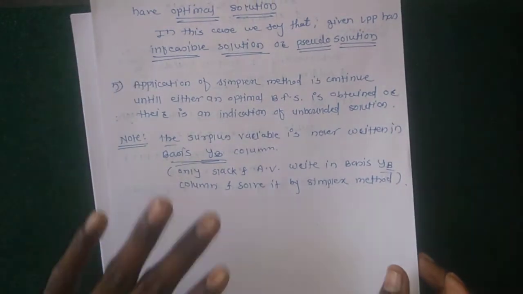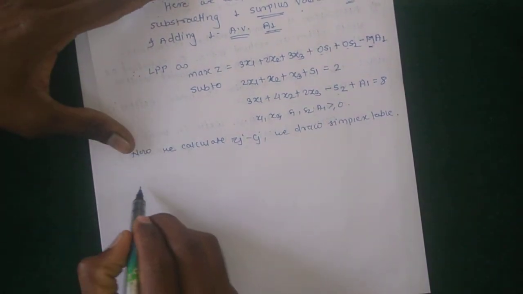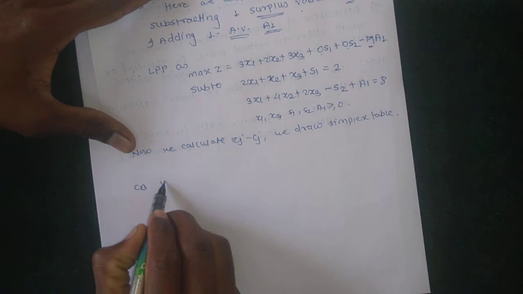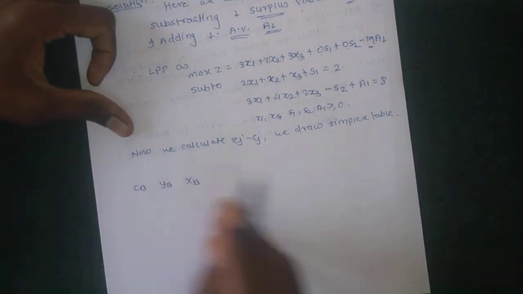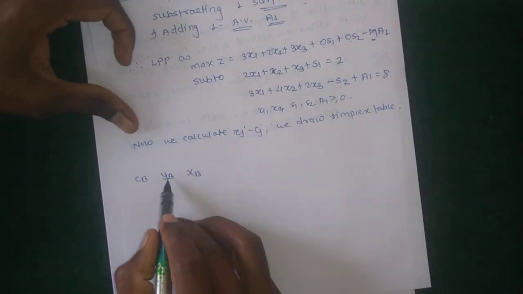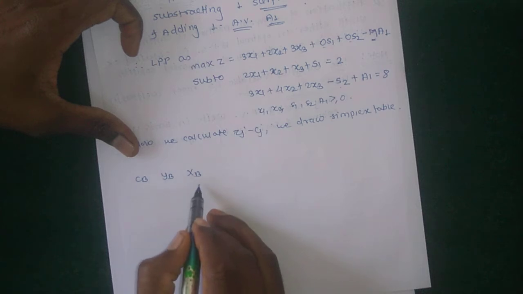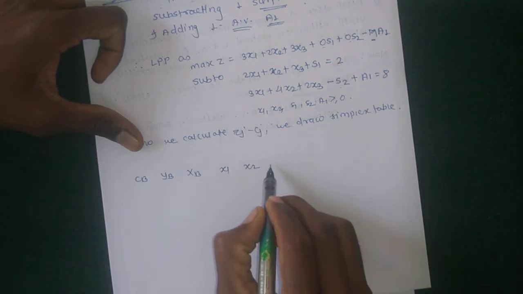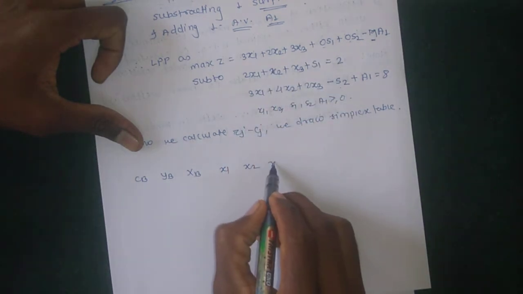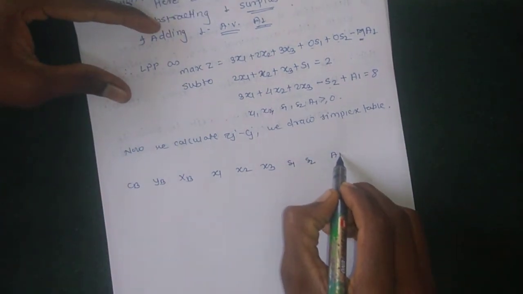In the YB column, only slack and artificial variables are written in the basis, and we solve by the simplex method. So the simplex table: the first column is CB, the second column is YB, the third column is XB. CB means the coefficient of Z in the basic variable, this is the basic variable, and this is the value of the basic variable. Then the coefficient of x1, coefficient of x2. Here the number of variables is 3, x1, x2, x3, then s1, then s2, then a1.